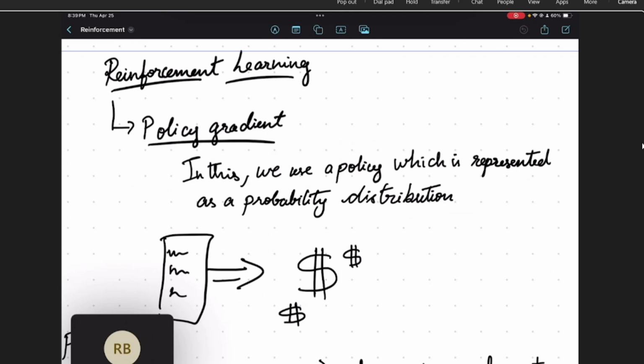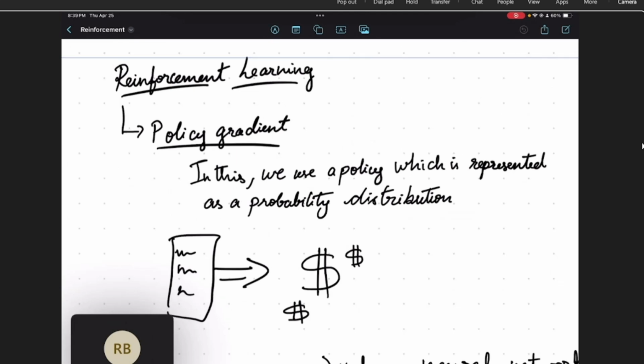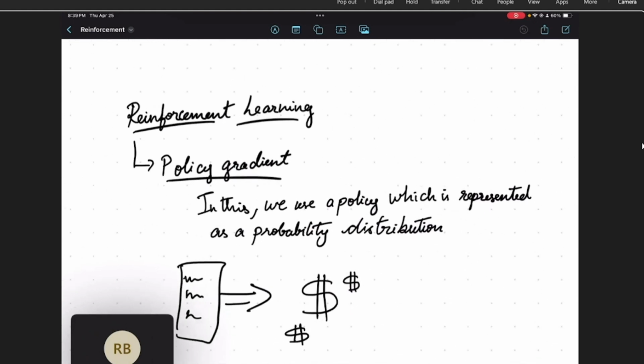Hi guys, here I'm going to explain three topics under reinforcement learning. First, let's enter the introduction.